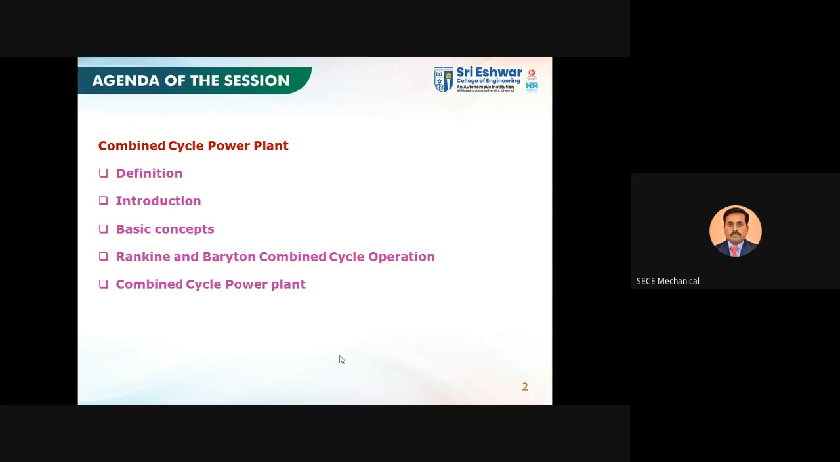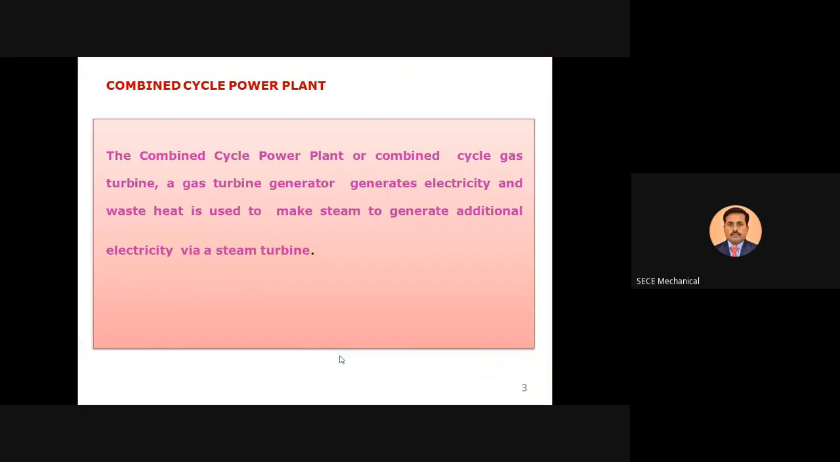Next we are going to discuss the basic concepts. What is the basic concept behind the Rankine cycle? What is the basic concept behind the Brayton cycle? How the cycle efficiency can be improved, and how power is produced with the help of a combined cycle power plant and its working principle. All those things we are going to discuss today. So that is our agenda for this session, right? First we will see the definition of the combined cycle power plant.